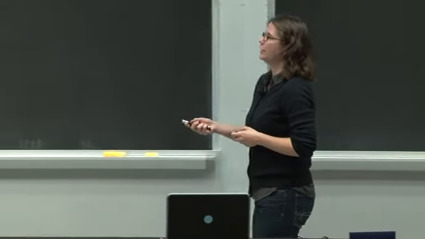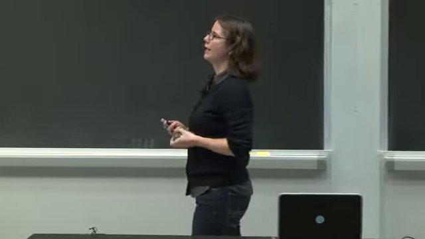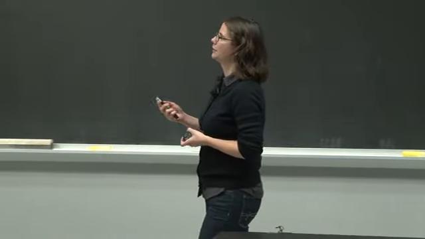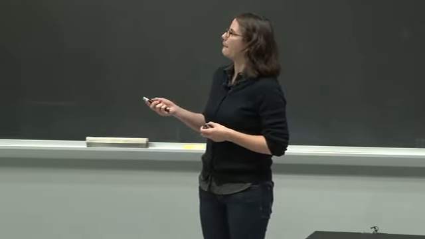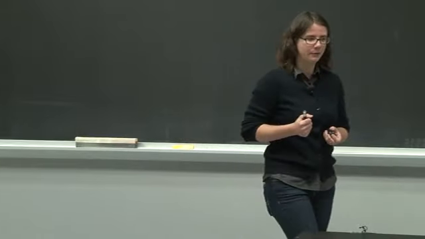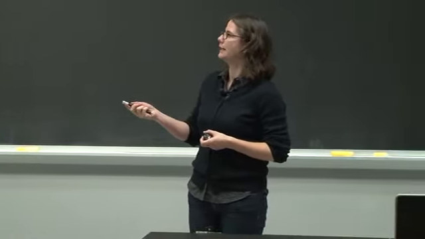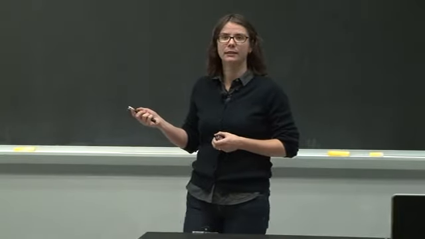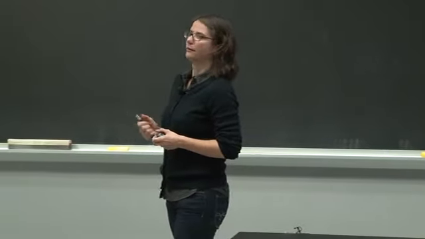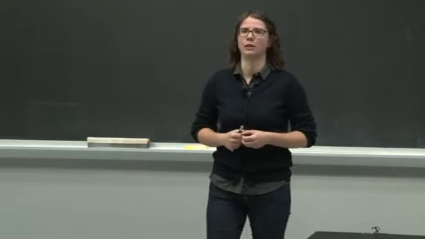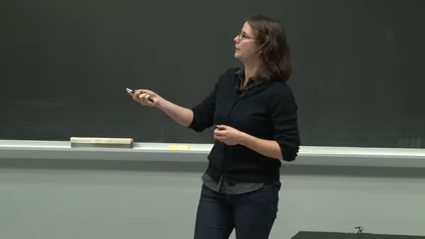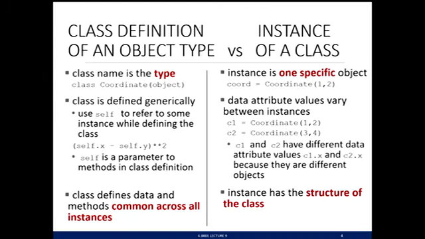Just looking at the coordinate example we saw last time, a little bit more in detail about what that meant. We had a class definition of an object type, which included deciding what the class name was. And the class name basically told Python what type of an object this was. Okay? In this case, we decided we wanted to name a coordinate. We wanted to create a coordinate object, and the type of this object was therefore going to be a coordinate.